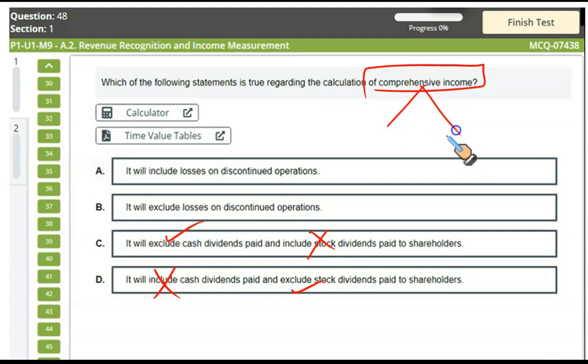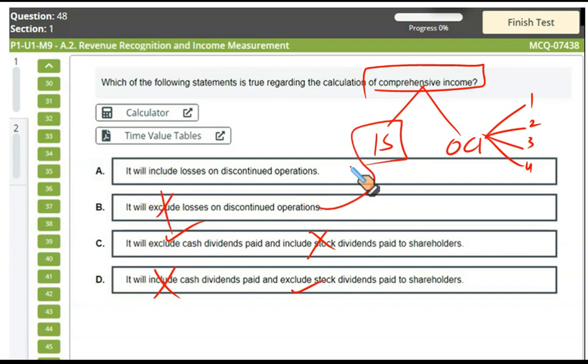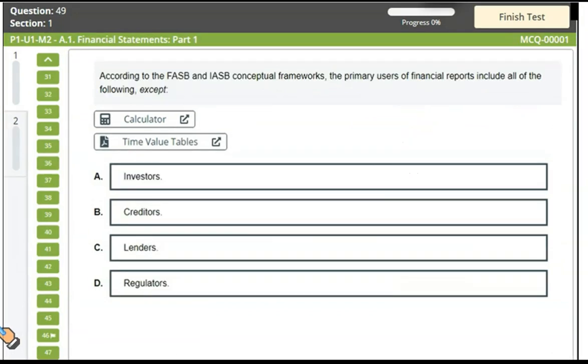Because comprehensive income is the sum of income statement and OCI, which has those 4 components that we have just discussed a couple of times. So it will exclude losses on discontinued operation. No, it will include losses on discontinued operation because this is a part of income statement. So B, C, D are wrong. What about A? It will include losses on discontinued operation as a part of income statement. And income statement is a part of comprehensive income. So that makes A the correct option. Next.